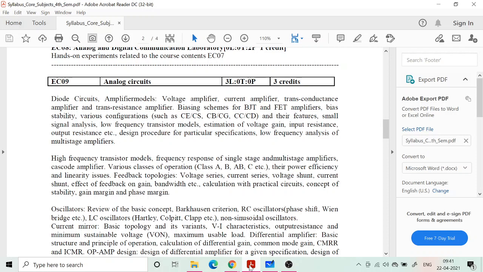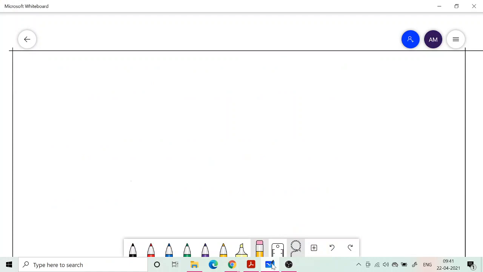Let us straight away start with diode circuits today. Probably you are already familiar with the operation of a PN junction diode. By diode we mean PN junction diode.